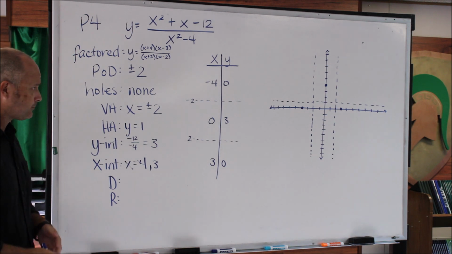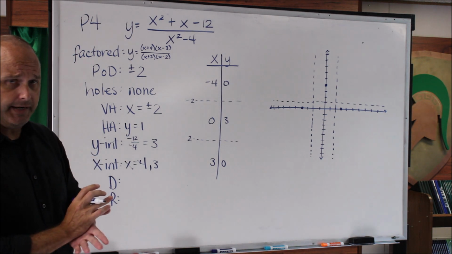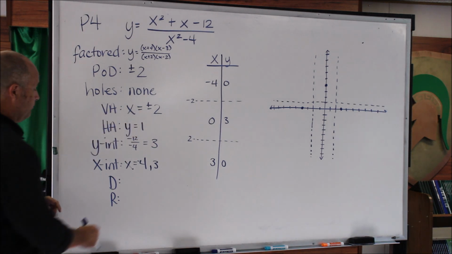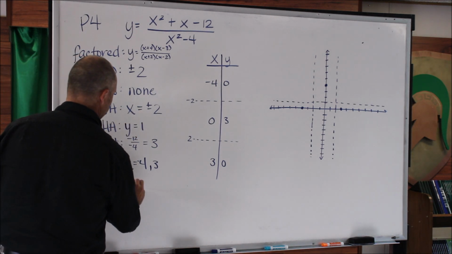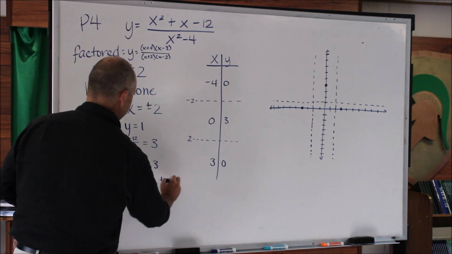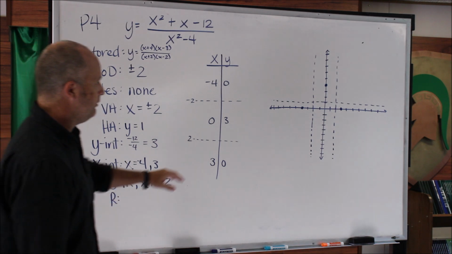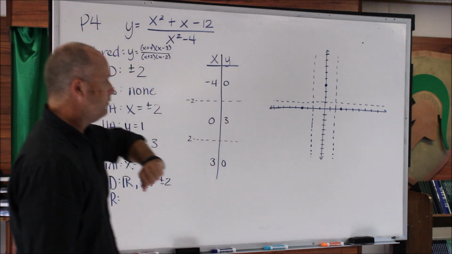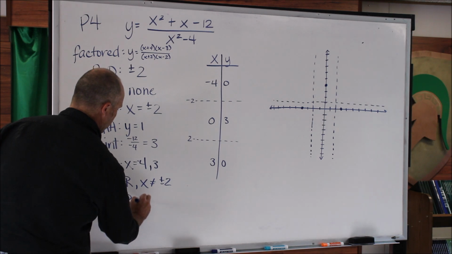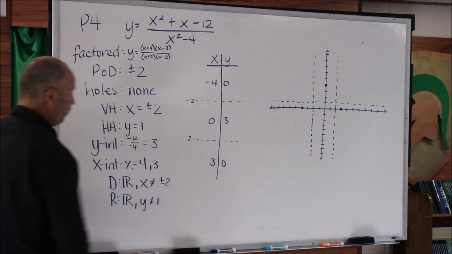Now the domain. What cannot be in the domain? The only things that can't be in the domain are plus or minus 2. So we're going to say all real numbers with the exception x cannot be plus or minus 2. The range, the only thing that can't be in the range is y equals 1. So we're going to say all real numbers, y cannot be equal to 1.